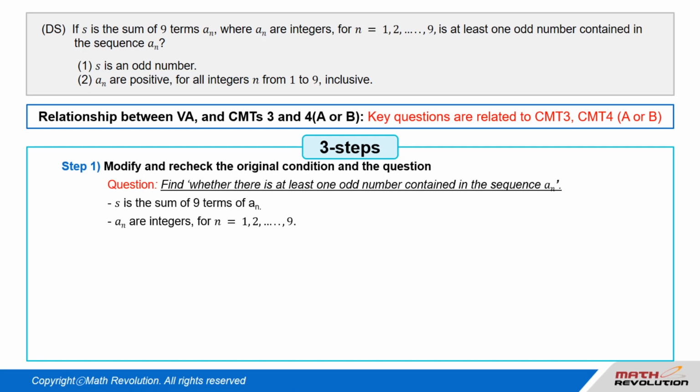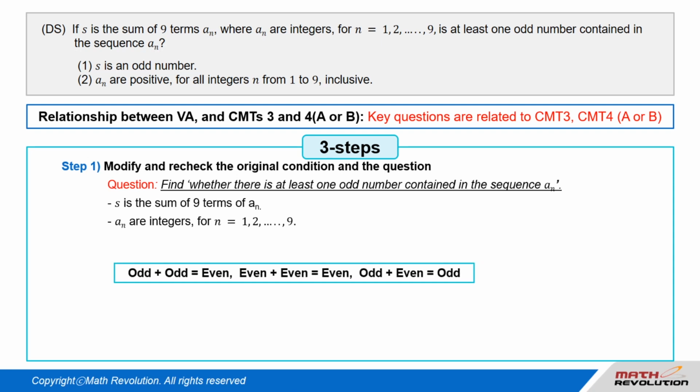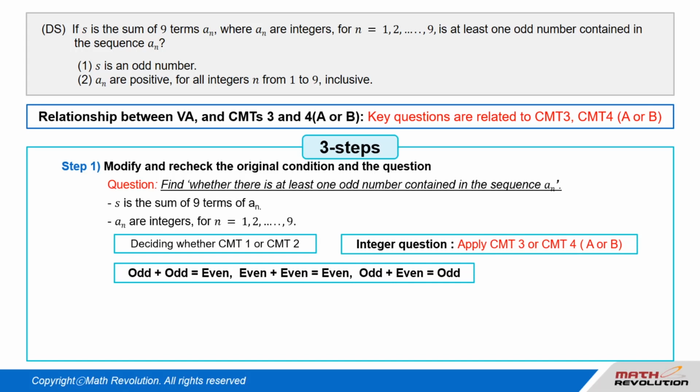We have to find out whether there is at least one odd number contained in the sequence A of n if S is the sum of 9 terms of A of n, where A of n are integers, for n equals 1, 2, and so on till 9. We have learned that odd plus odd, or even plus even, is even, while odd plus even is odd. You should understand how to solve this question, as I will explain below. You should also be capable of deciding whether to use CMT 1 or CMT 2. Also, this is an integer question, and therefore, we will have to apply CMT 3 or CMT 4 A or B.